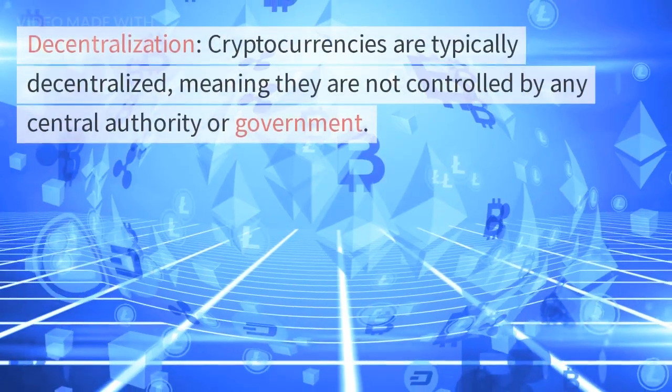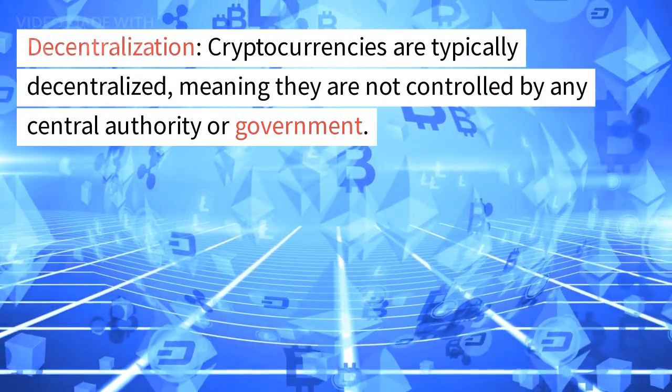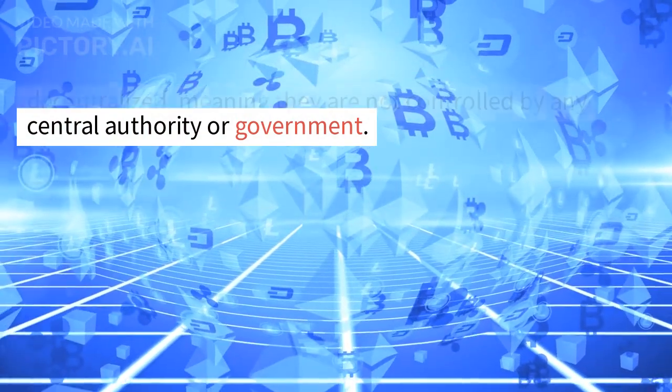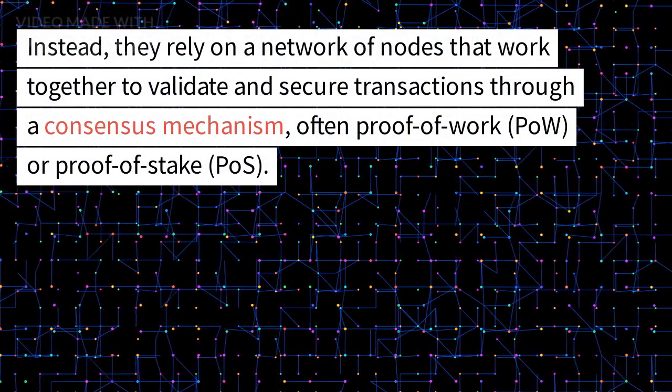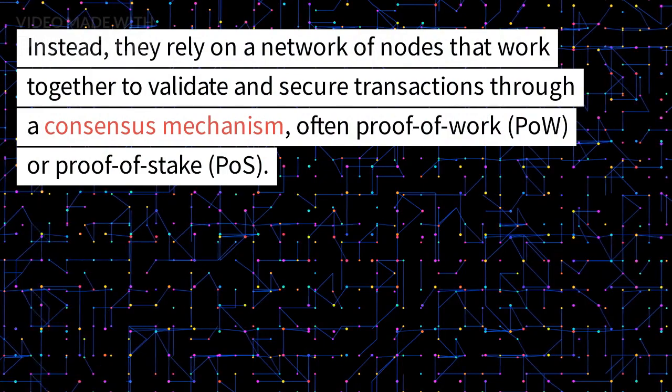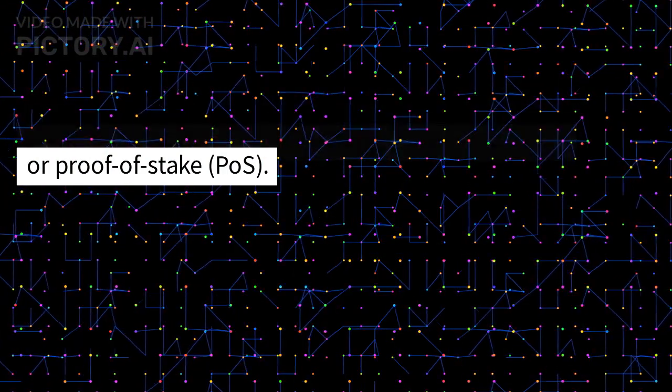2. Decentralization. Cryptocurrencies are typically decentralized, meaning they are not controlled by any central authority or government. Instead, they rely on a network of nodes that work together to validate and secure transactions through a consensus mechanism, often proof of work, POW, or proof of stake, POS.